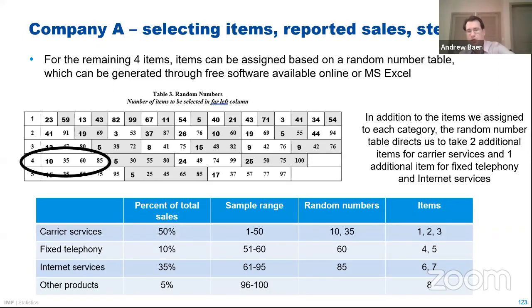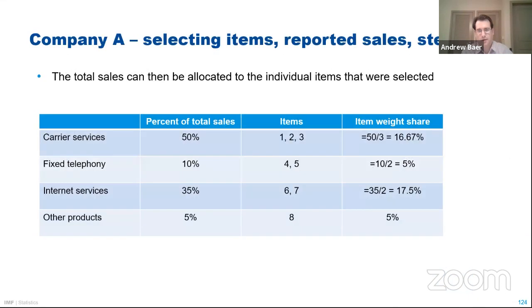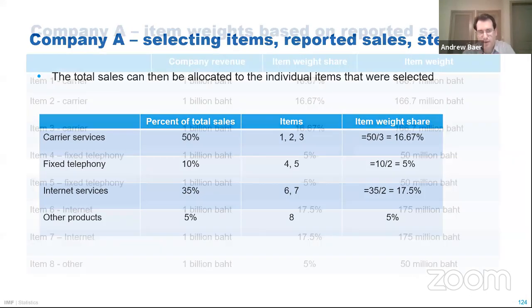But basically what we do is we take the percentage of sales for each product category to help us determine how many items we take from each bucket. Then we say, look, 50% of the company sales come from this category. I have this many items in this category, and then I can just split the percentage of sales by the number of items. And then we get something we call the item weight share.